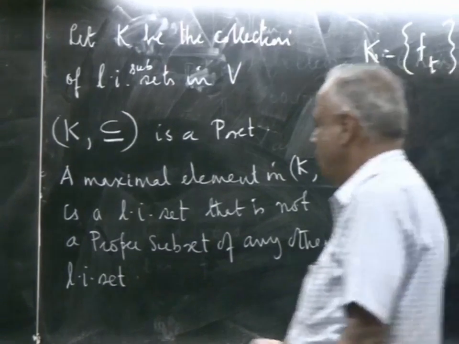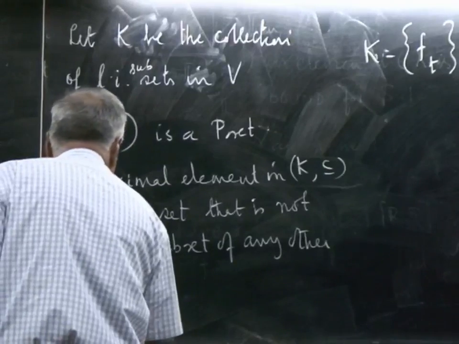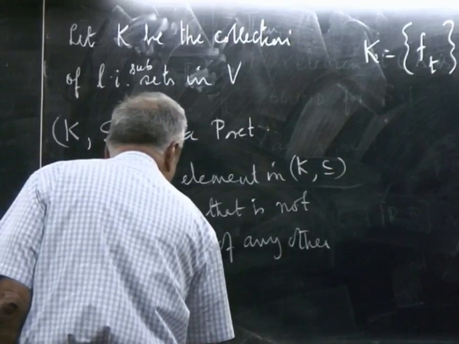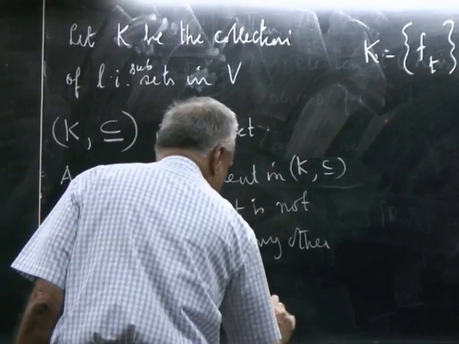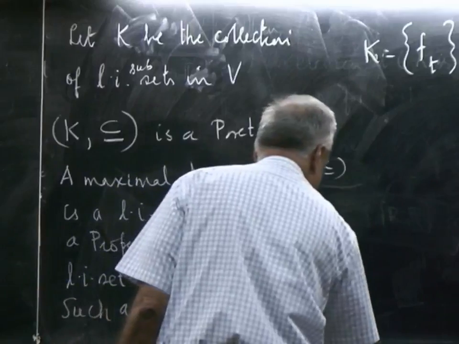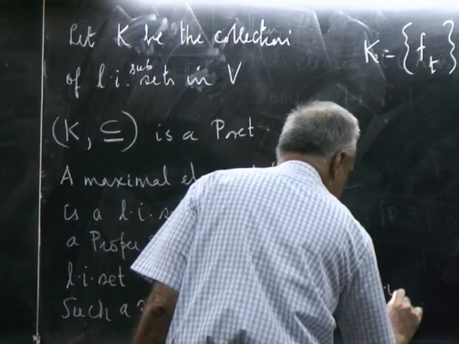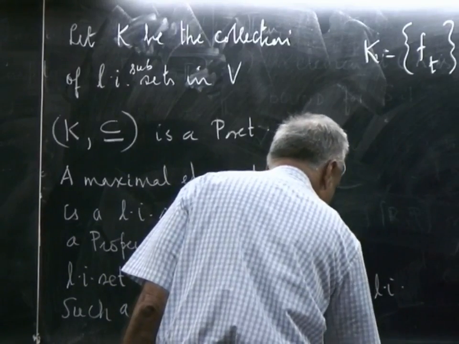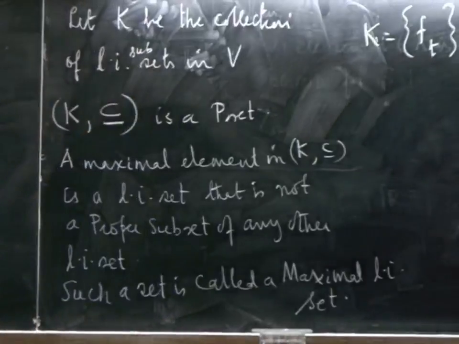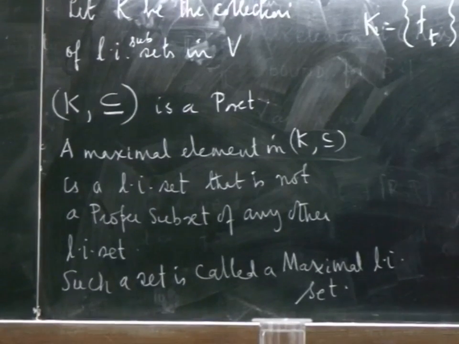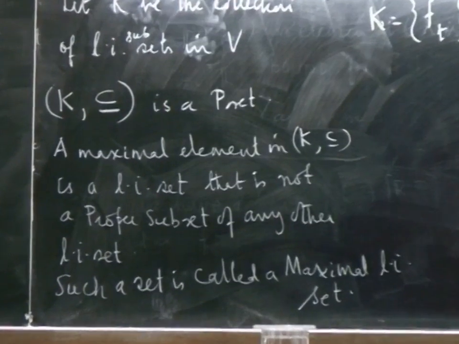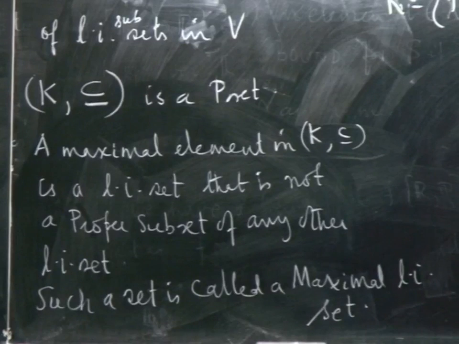So, such a set is called a maximal linearly independent set or a basis. A maximal linearly independent set is a basis, because the moment you put something in, that fellow is expressible in terms of these guys, and these fellows alone are linearly independent.